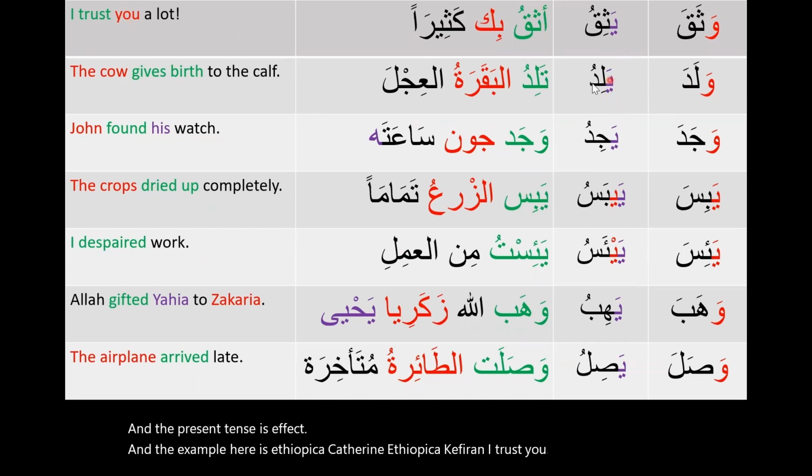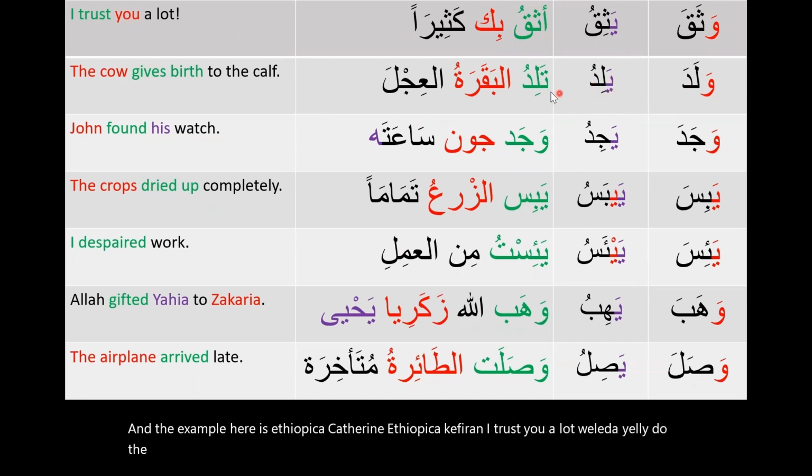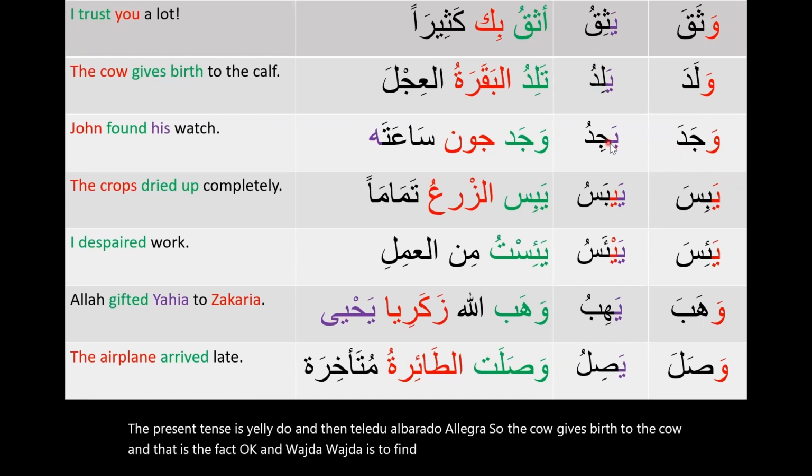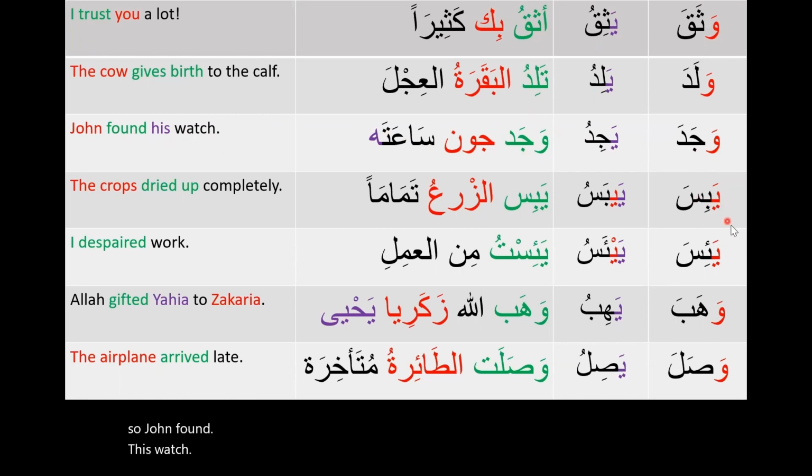ولد, the present tense is يلد, and then تلد البقرة العجلة. So the cow gives birth to the calf, and that is the fact. Okay, and وجد is to find, the present tense يجد. وجد John ساعته. So John found his watch.